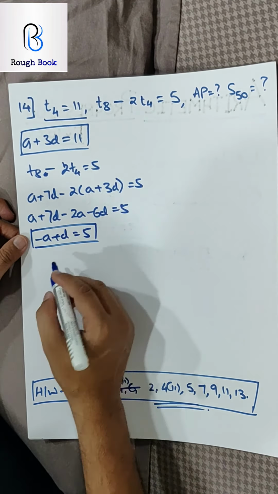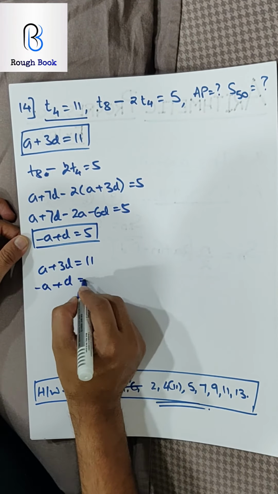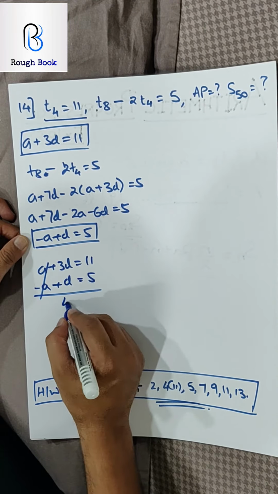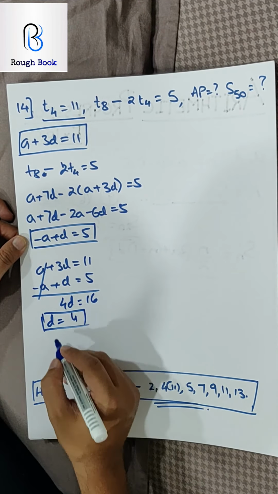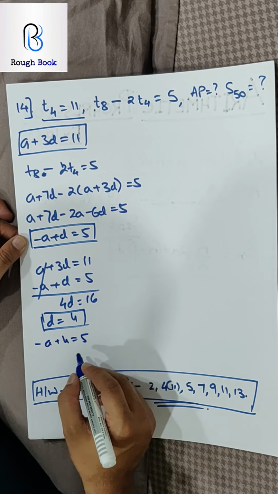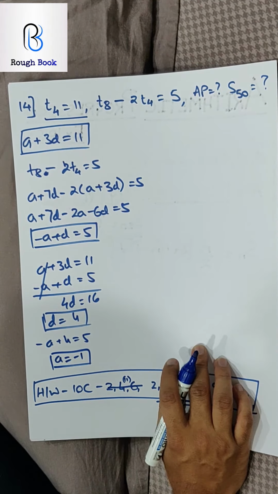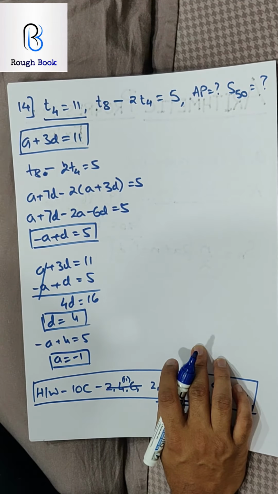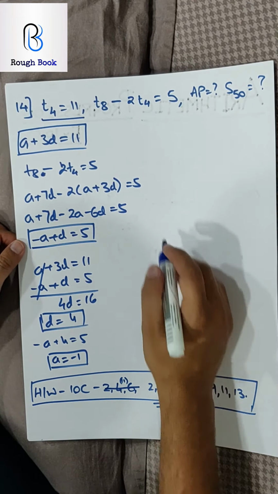Second equation, let's take both the equations. Cancels. So 4D, 16, D becomes 4. So my A will be minus A plus 4, 5. So A goes on the other side, so A becomes minus 1. So I am getting the first term of my AP, and then you can start from the using the D, find the next term then.